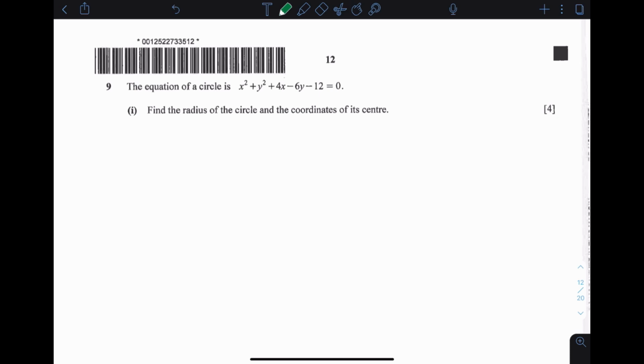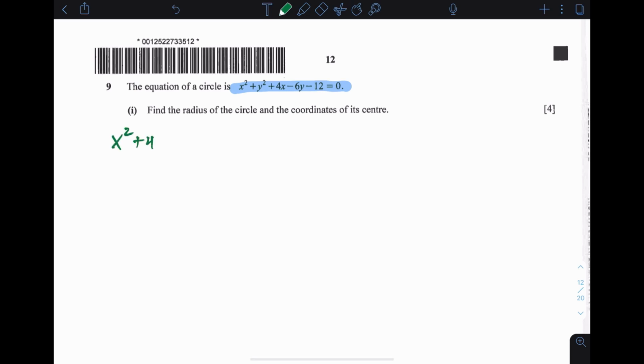Okay, this is quite straightforward if you remember the formula, but as for me, I like to complete the square. Believe me, if you want to go to JC, completing the square is really important, as opposed to the formula that you can remember to actually find out the radius and the center of this equation. Okay, so let's do completing the square.